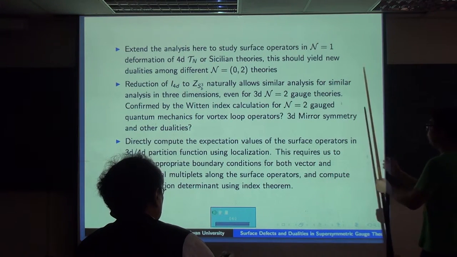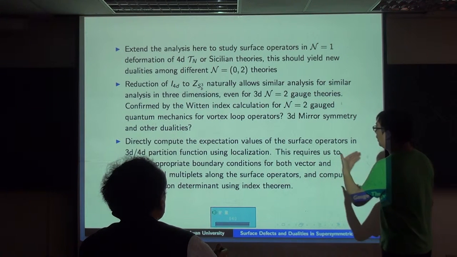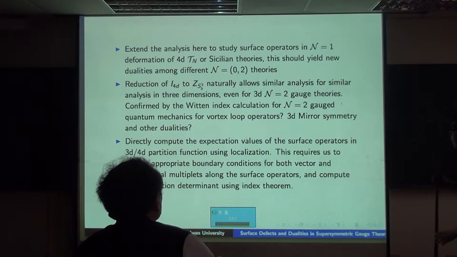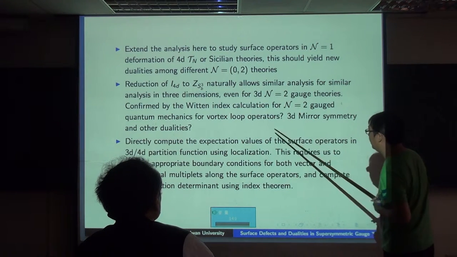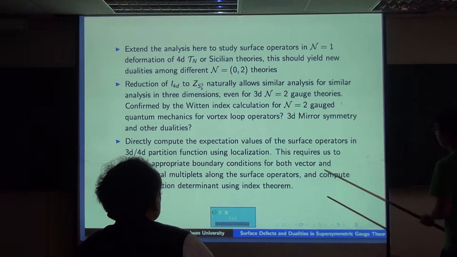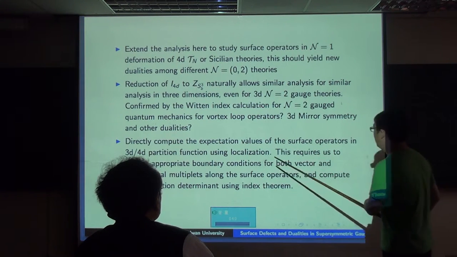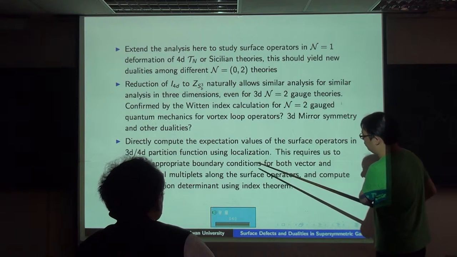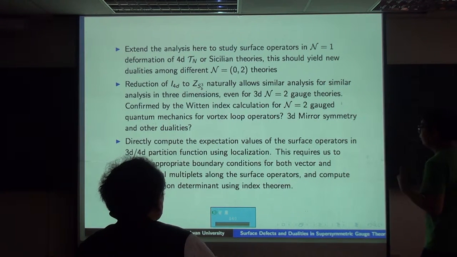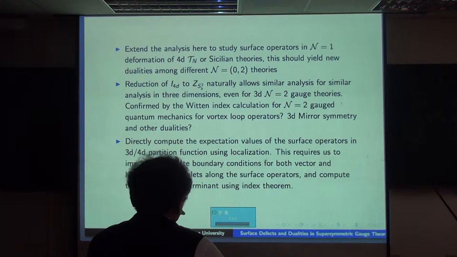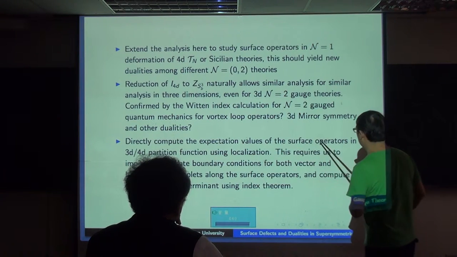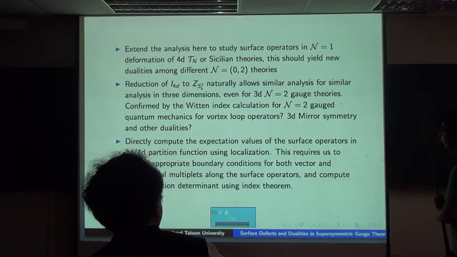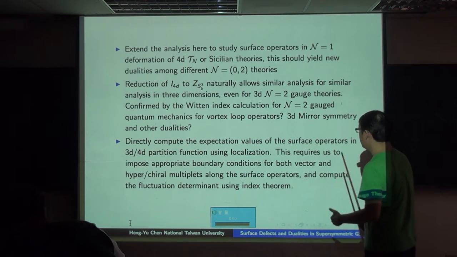The corresponding objects we'll be studying are those monopole loops in 3 dimensions. And then we expect the answer will be dominated by the quantum mechanics describing those monopole loops. And there is a whole series of beautiful 3-dimensional dualities one can also check. But finally, I think the missing project here is that we really want to directly compute the expectation value of all these surface operators in the 4-dimensional partition function, or the line operator in the 3-dimensional partition function using localization.